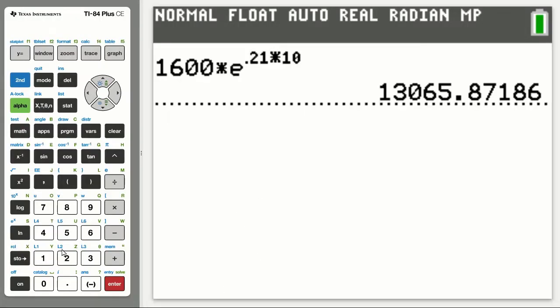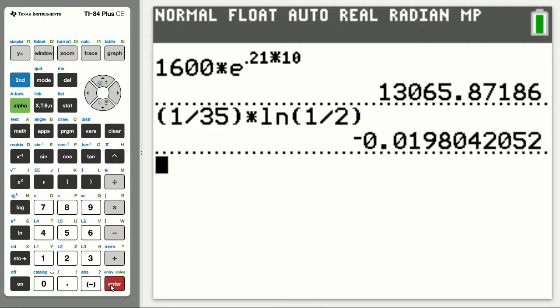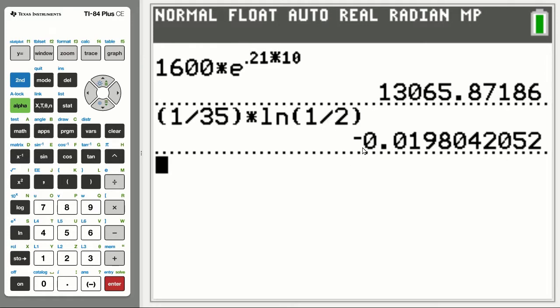On the calculator, I'm looking at 1 divided by 35, multiplied by natural log of 1/2. And this value comes out to be negative, approximately 0.019804. I'm going to go with 5 decimal places. But this is advice for anyone working with these problems: watch out for your own rounding requirements in each problem that you're working with.